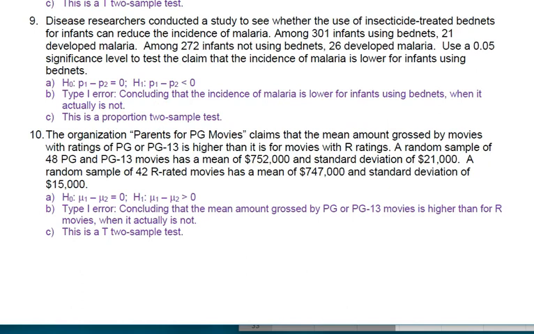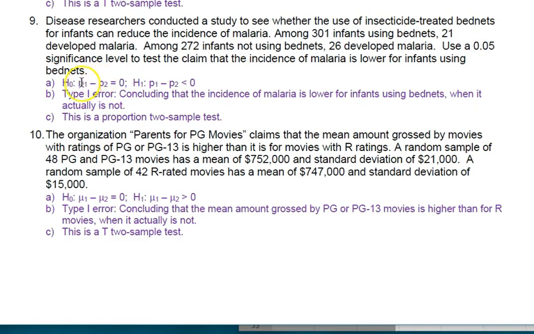In number 9, we also have 2 groups of infants, one that used bed nets and another group that didn't use bed nets. They're not paired in any way, so we have 2 independent samples. But this time when we're talking about the incidence of malaria, that means the proportion of the infants that actually came down with malaria. So this is a 2 sample proportion test.